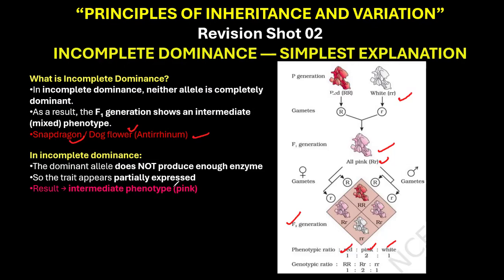Now, why does dominance happen? If one allele produces enough enzyme, the trait appears normal, that is dominant. If the other allele produces no or faulty enzyme, it cannot show its effect, that is, it will become recessive. Now, in incomplete dominance, the dominant allele does not produce enough enzyme. So the trait appears partially expressed. As a result, an intermediate phenotype, that is pink. So this is a very important topic.